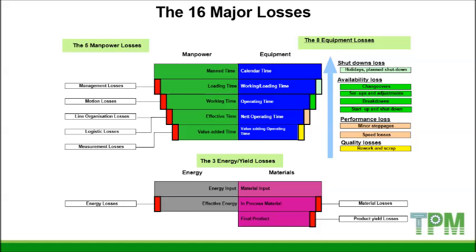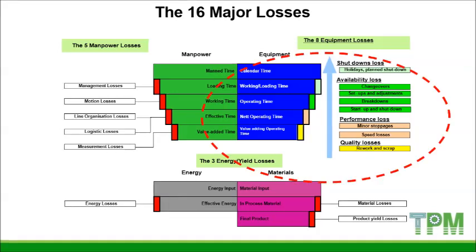There are 16 losses in total productive maintenance. It helps identify all losses in a process related to man, machine and material. They can be grouped accordingly: equipment-related losses, losses relating to manpower, and losses relating to resource consumption. OEE focuses on reducing or eliminating the equipment losses.